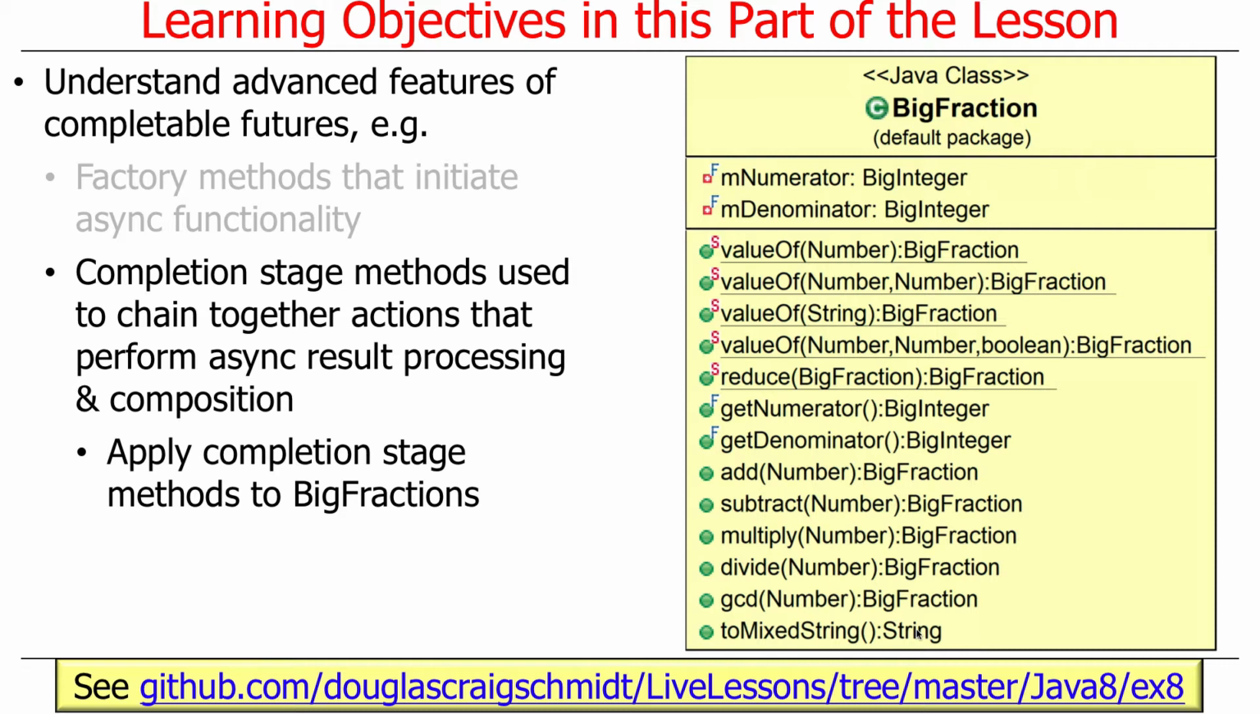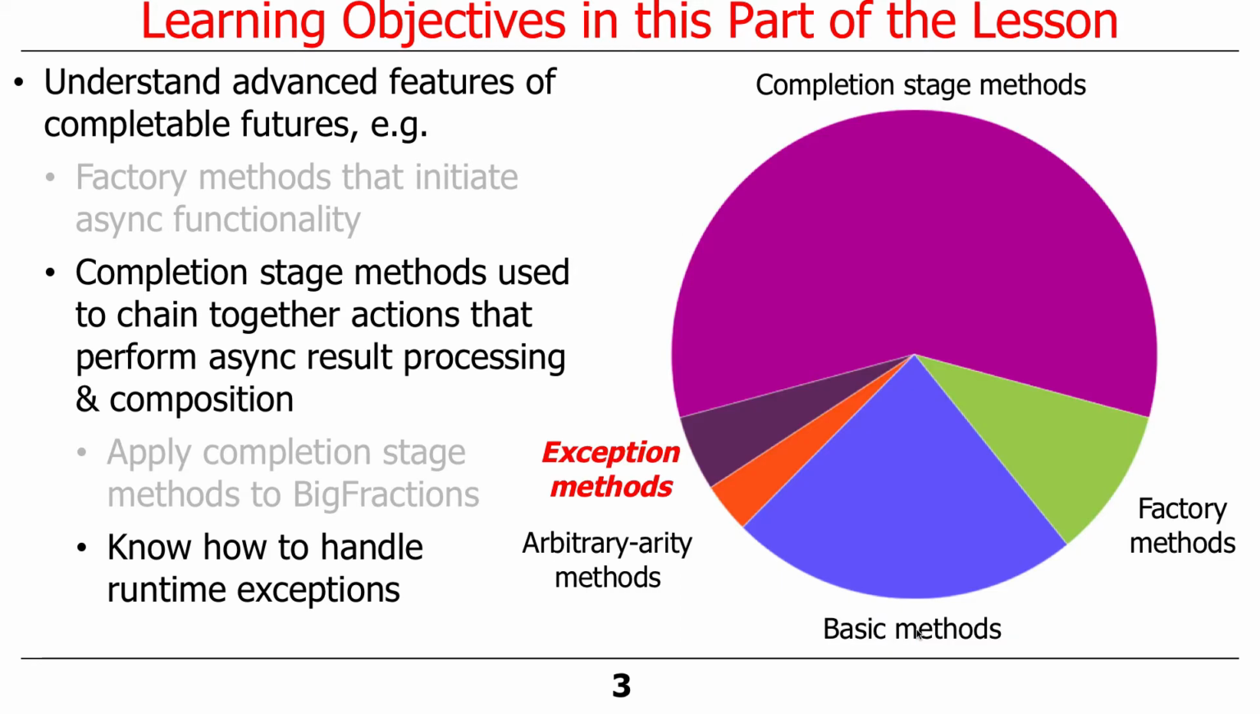And this is used to do various types of asynchronous computations on big fractions. It's a good file to look at because it shows off pretty much all the methods you need to know. And then I'll also talk here about how to handle runtime exceptions, which are kind of interesting in the context of completable futures. So by the time we're done, we will have covered all these things.